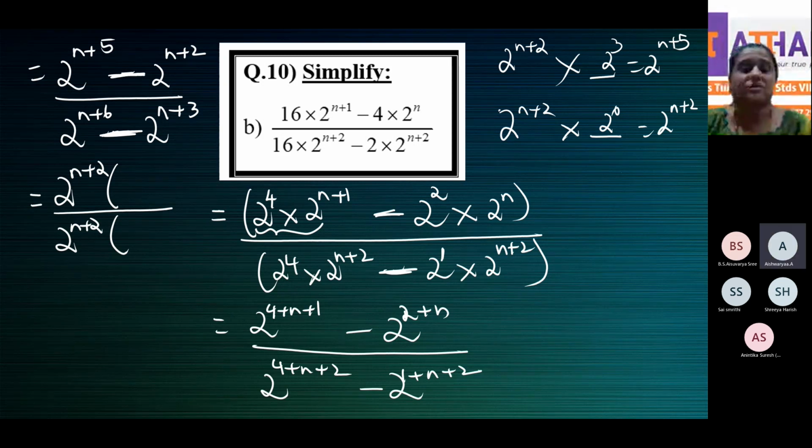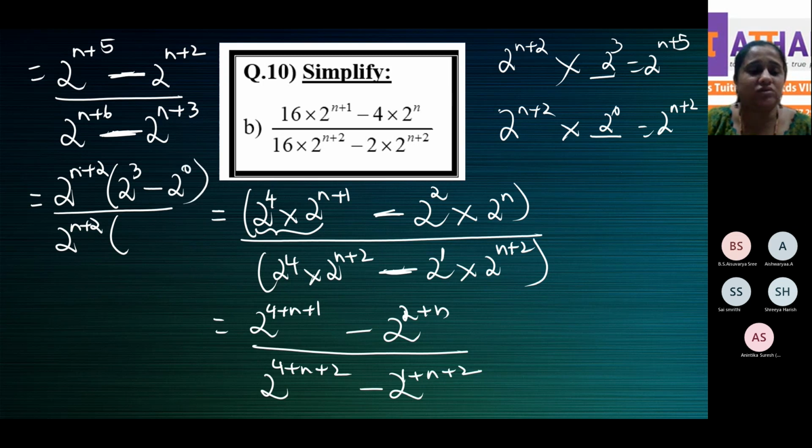Yes, ma'am. So you should write 2 to the power n plus 2 into 2 to the power 3 is the first term, 2 to the power n plus 5, minus 2 to the power n plus 2 into 2 to the power 0 is the second term, 2 to the power n plus 2. Now tell me for the denominator.